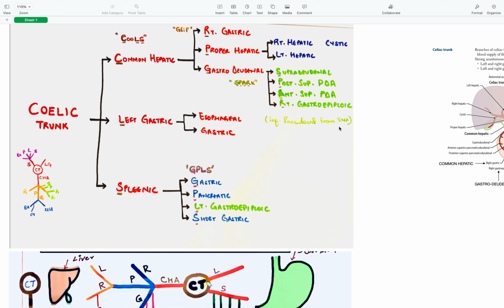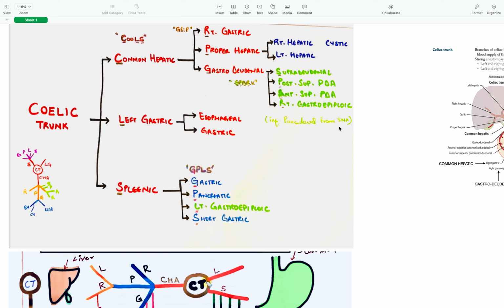Okay, the gastroduodenal artery is divided into SPARCs, right? So supraduodenal artery, posterior and anterior superior pancreaticoduodenal artery, and the right gastroepiploic artery. These are the branches of the gastroduodenal artery. Then the abdomen is made of the proper hepatic artery, which is divided into two main branches, which are right hepatic and the left hepatic. The right hepatic gives off a cystic artery branch which supplies the gallbladder.